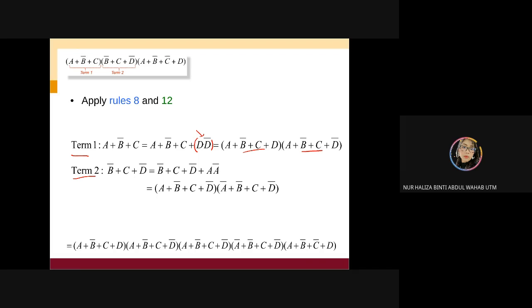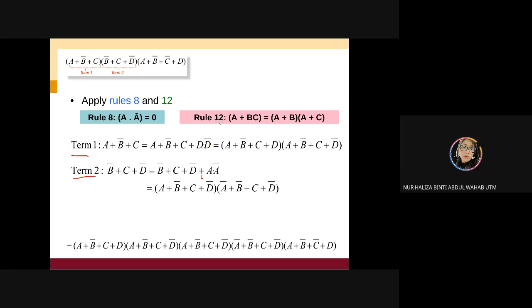Apply rules number 12. And term 2, you add another A dot A bar. So you apply rules number 12. You're going to get the factorized. Let's check this one. Rules number 12.